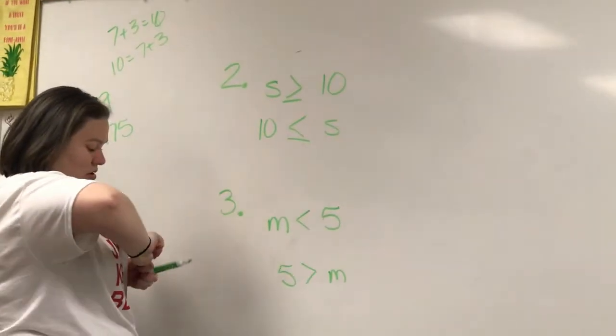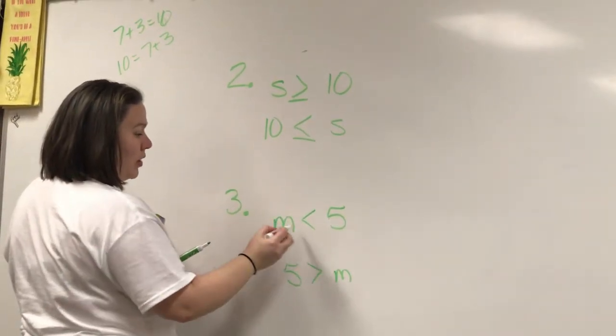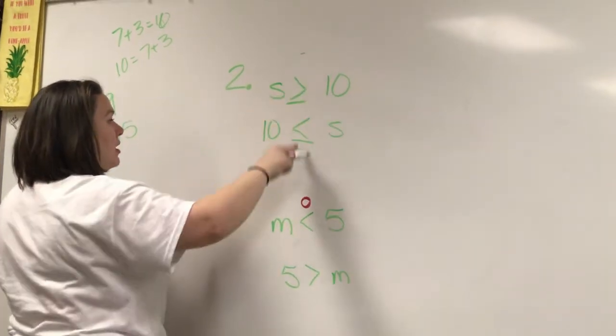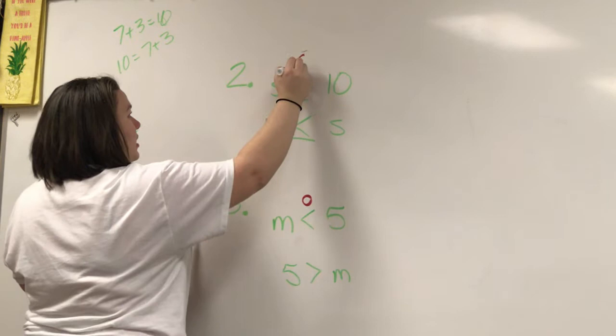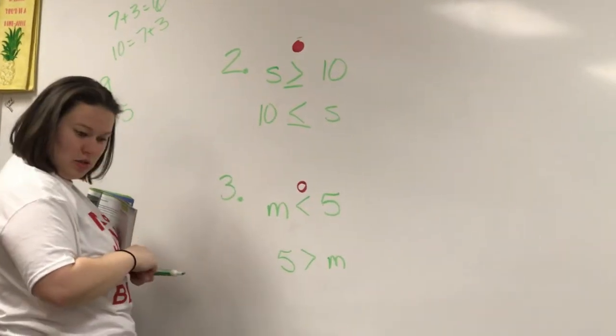And then I got a friendly reminder that we should be doing our dots. So these do not have equal to signs underneath it, so they should be an open dot. These do have equal signs underneath them, so they need to be a closed dot.